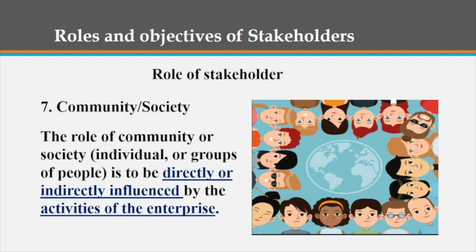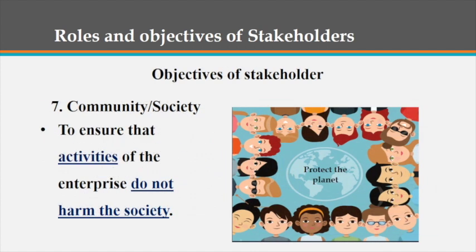The role of community or society, individual or groups of people, is to be directly or indirectly influenced by the activities of the enterprise. And the objective of the society is to ensure that activities of the enterprise do not harm the society.